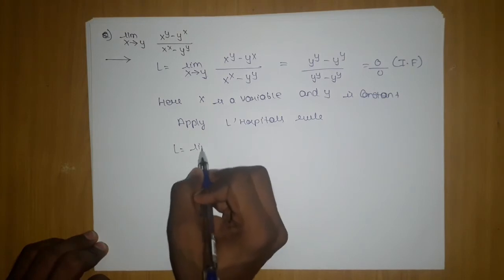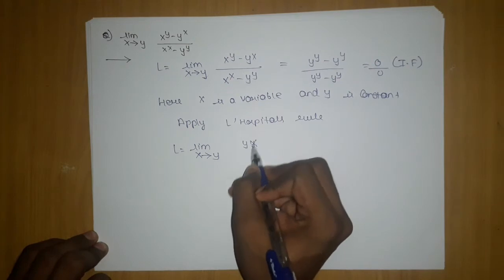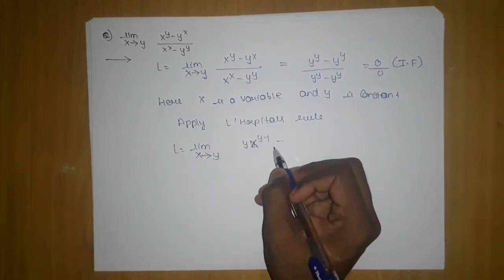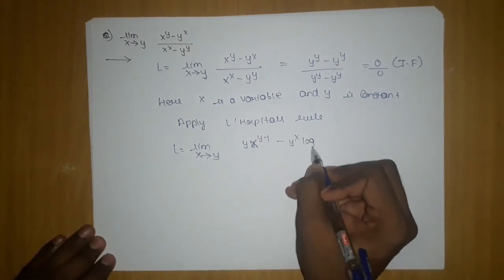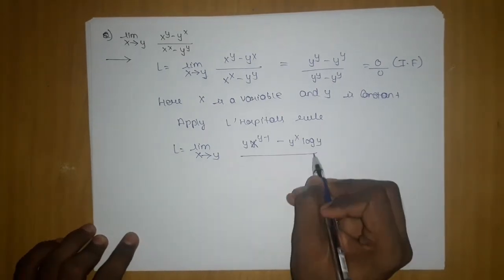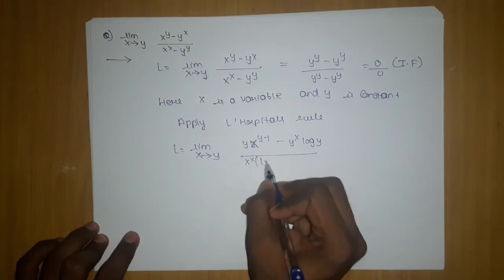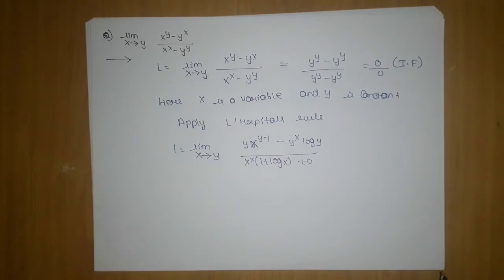The moment I apply x tending to y, this will be y power x log y, right? So what we are left with here is x power x into 1 plus log x plus 0. Now many children have a doubt how you wrote x power x into 1 plus log x. Always keep in mind you have to just memorize this thing. I will tell you once only.